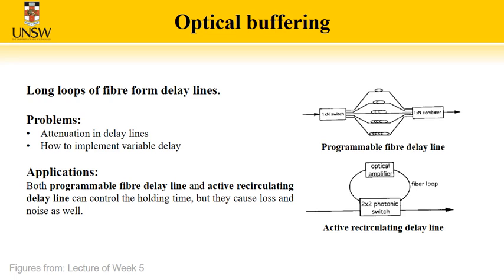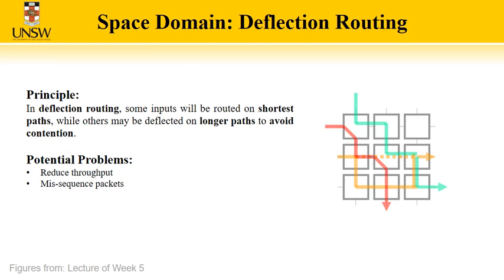When it comes to optical buffering, we can use long loops of fiber to form delay lines, but we need to consider attenuation in delay lines and how to implement variable delays. Both programmable fiber delay lines and active recirculating delay lines can control the holding time, but they also cause loss and noise. Another solution for contention is in the space domain, which is deflection routing, which means some inputs will be routed on shortest paths, while others may be deflected on longer paths to avoid contention, but it will reduce throughput and cause mis-sequence.